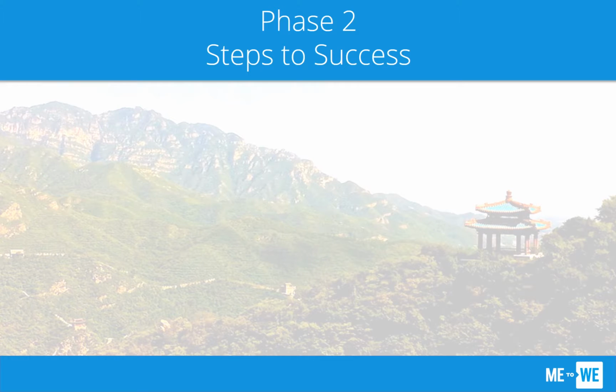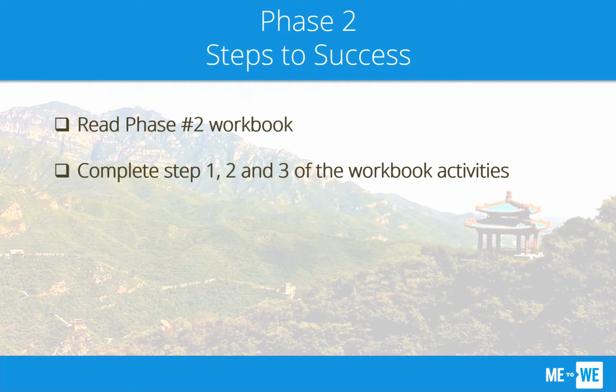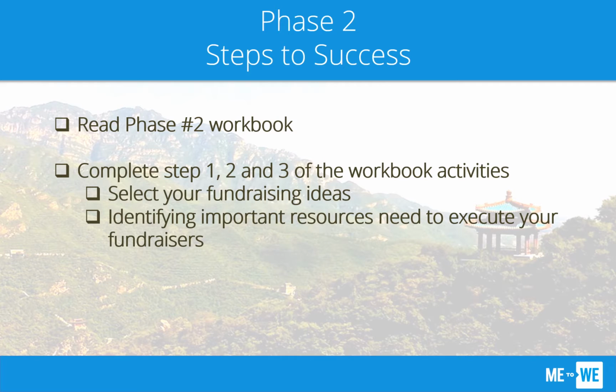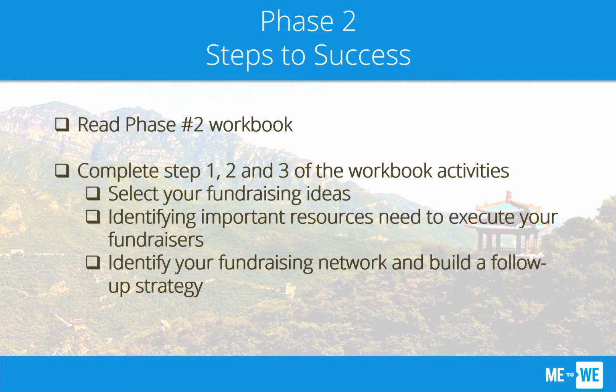We hope you feel equipped now to put your comprehensive fundraising plan into action. But here are some more steps to success. Go back and read the Phase 2 workbook and make sure you complete all of the activities inside. That's workbook activities 1, 2, and 3. The first one is selecting your fundraising ideas. We went over this together. The second one was identifying important resources you need to execute your fundraisers. The third was identifying our fundraising network and building a follow-up strategy.